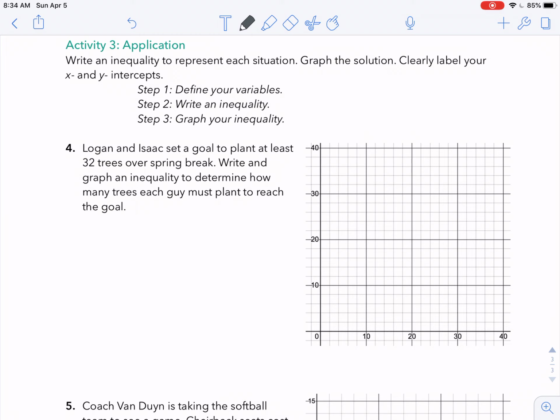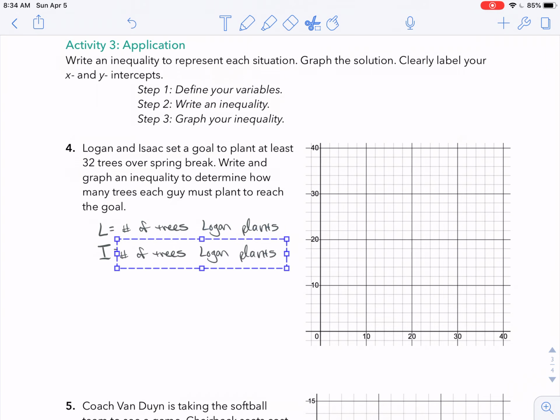So let's start out. Let's let L be the number of trees Logan plants, and similarly, we'll let I be the number of trees that Isaac plants. I'm also so glad you're working together, guys. You're great.